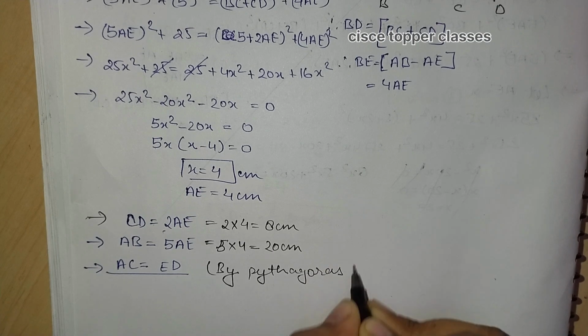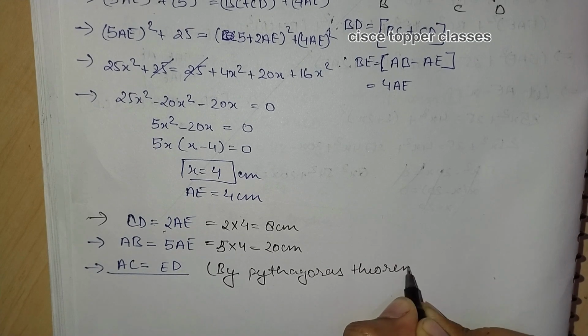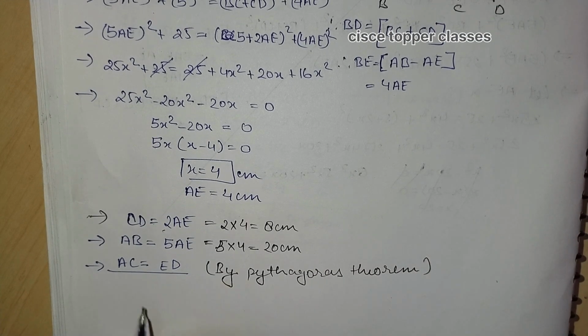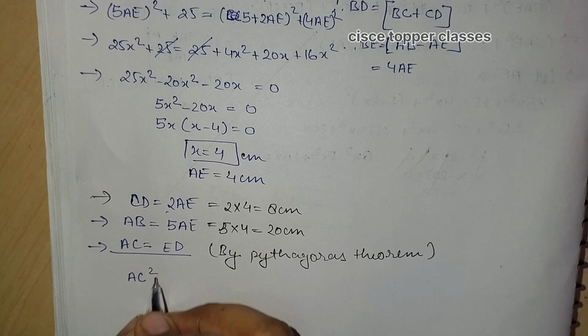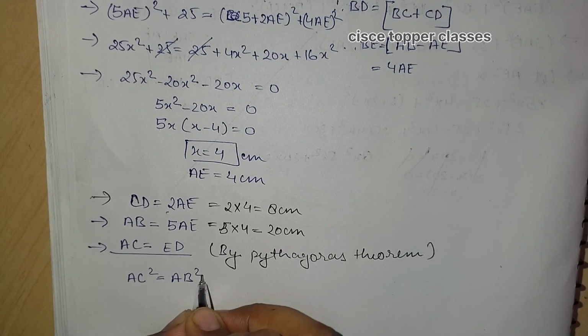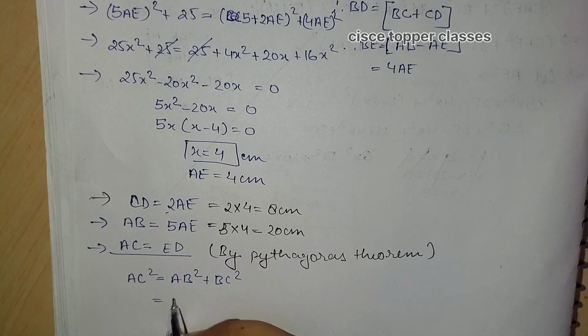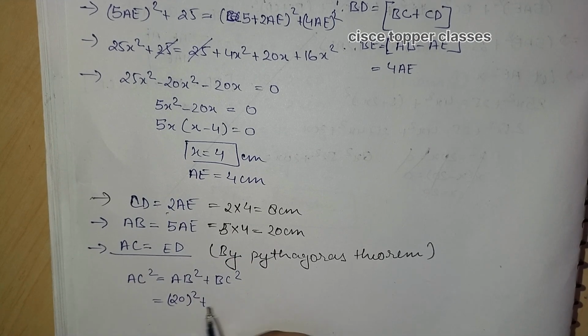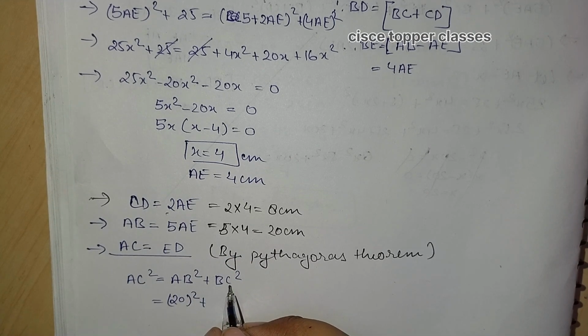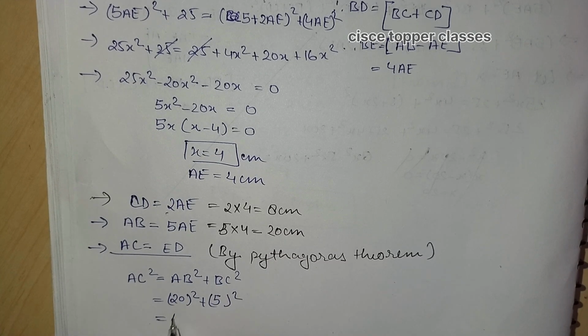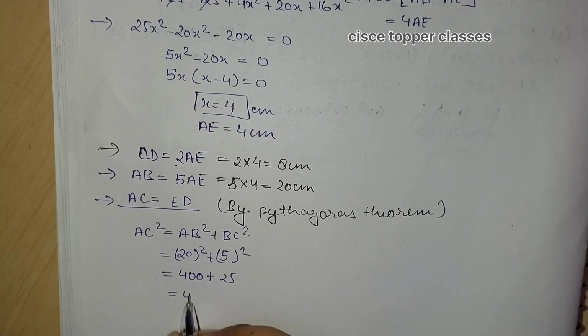So by Pythagoras theorem, we can find the value of this. So AC square, from here we can write AB square plus BC square. Simply we will put the value of AB here, which will be 20 whole square, plus BC. BC here is given only, which is 5 centimeter. So it will be 5 whole square equal to 400 plus 25 equal to 425.